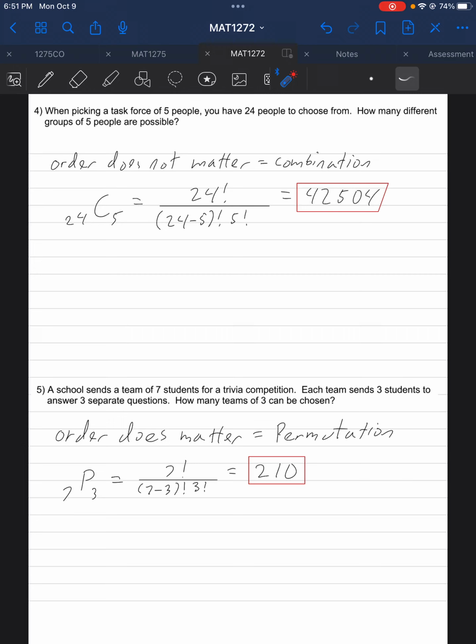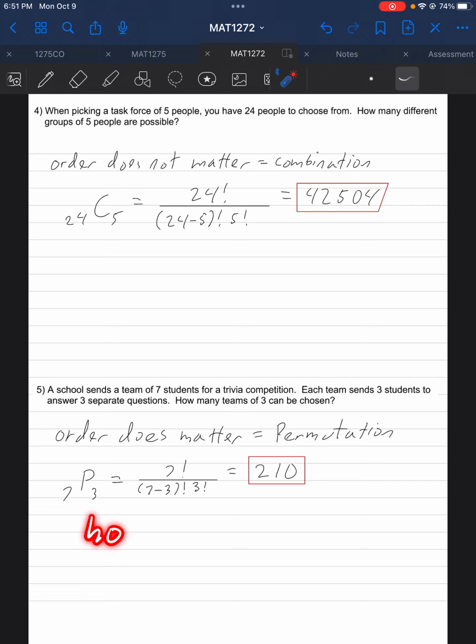When being asked how many different groups, how many different ways, how many different arrangements, how many different combinations can be made, it's really a matter of trying to figure out whether this question is a combination or a permutation. If the order does not matter, then it is a combination. If the order does matter, it's a permutation.